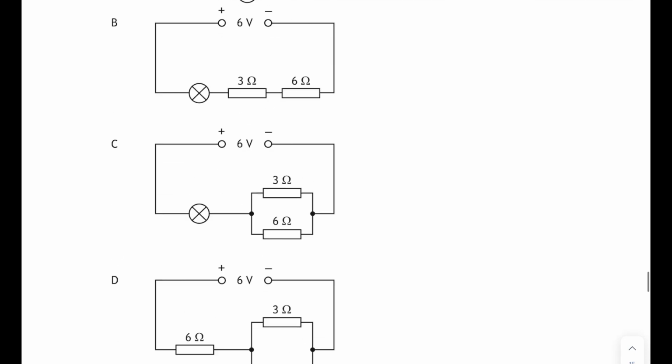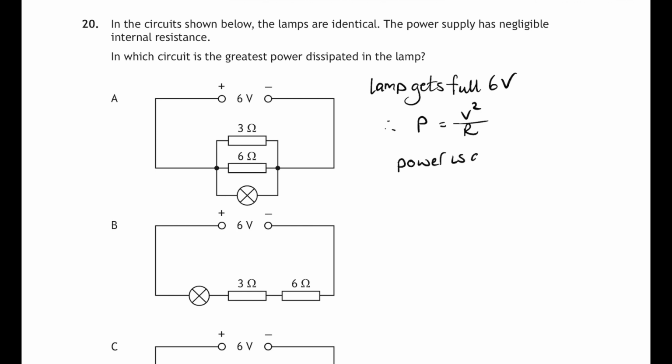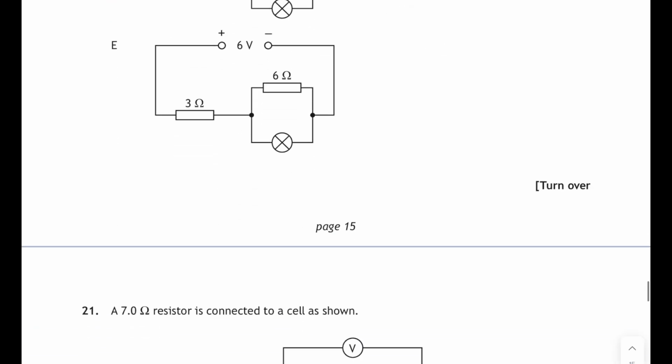So the way to do this one is to realise that in a parallel circuit, each component gets the full power supply. So the lamp will get the full 6 volts. And since P equals V squared over R, and R is constant, then because the voltage is the greatest, the power will be the greatest when they're all in parallel. That's 20A.